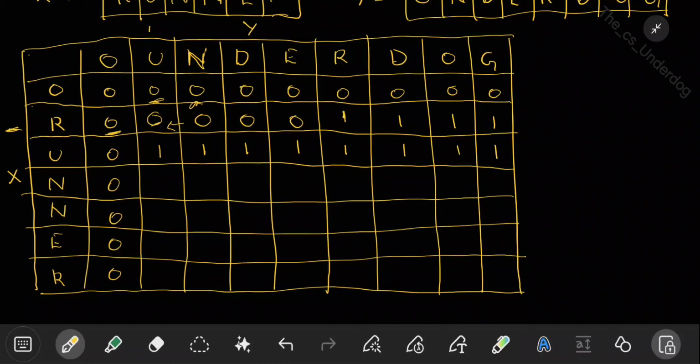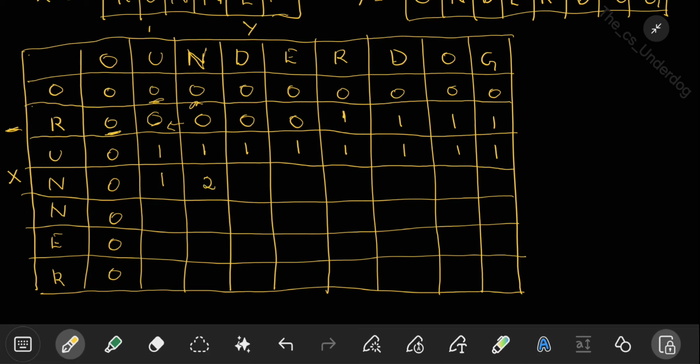Next row. N and U do not match. So what will you do? You will check the top block and the left block. Among these, the top has the larger value. You will put 1 here. Next one is interesting. N is matching, which means you should do 1 plus the diagonal element. What is the diagonal element? The diagonal element has value 1. So you will do 1 plus 1, which is 2. So you have 2 at this point.